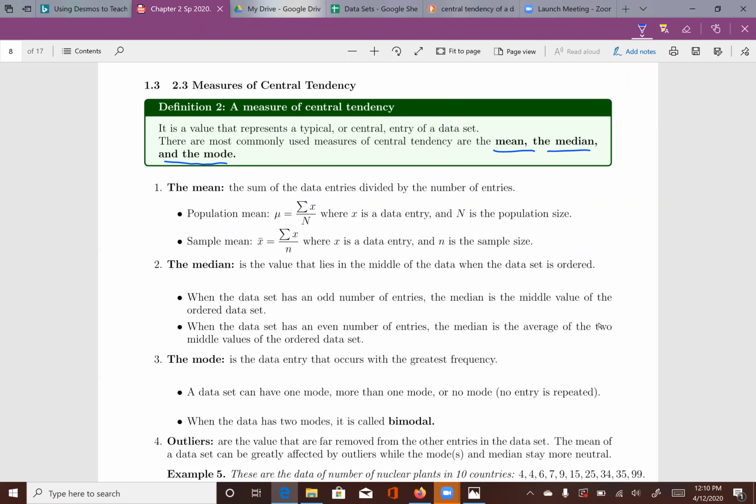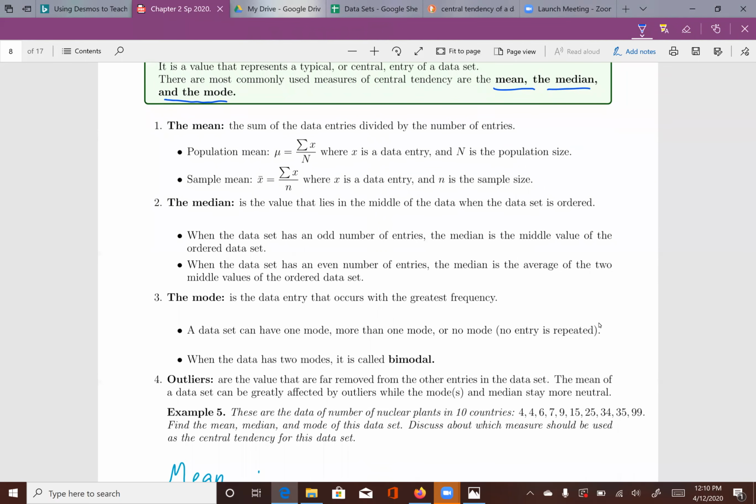So for quantitative data, how can you find the mean of your data? The mean, by definition, is the sum of all the data entries divided by the number of entries. If you have a population, a census, and you want to find the population mean, you would use mu as the notation for the population mean, where mu equals the sum of all the x divided by the big N, where x is a data entry and N is the population size.